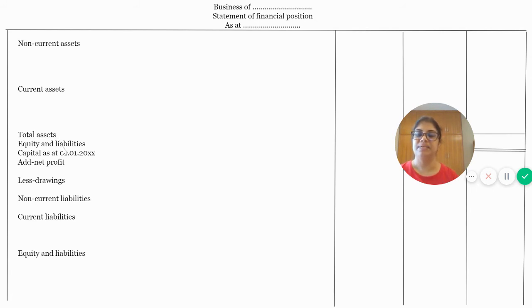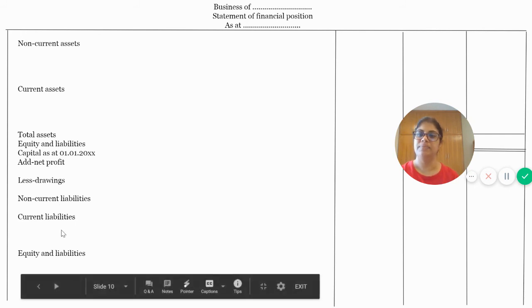Then equity and liabilities will be given. There use the opening capital, or capital as at 1st January 2019. The opening capital will be dated like that. And for that, you have to add the net profit if they have given it. In this sum, they have not given it, so drawings are also not given. So it's just a matter of listing out non-current assets and current assets. Then mention the capital amount, and then non-current liabilities, which are given as the bank loan, and current liabilities, which will be given as creditors.